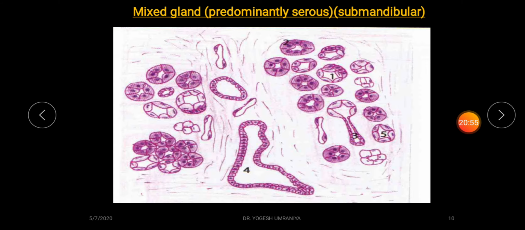So that was all about the serous gland. Now we are discussing the mixed gland, and specifically that is the submandibular gland. So remember that S stands before M. So here the serous component is more as compared to the mucous one.